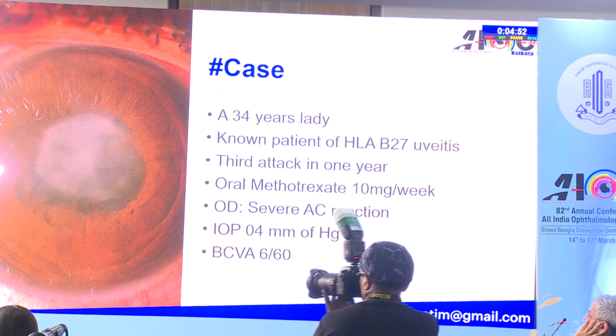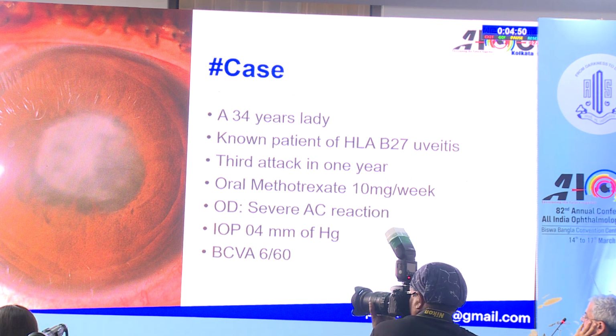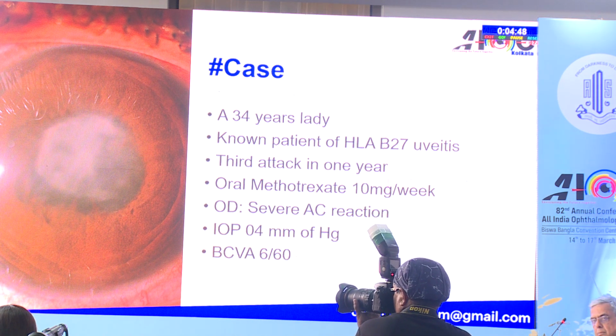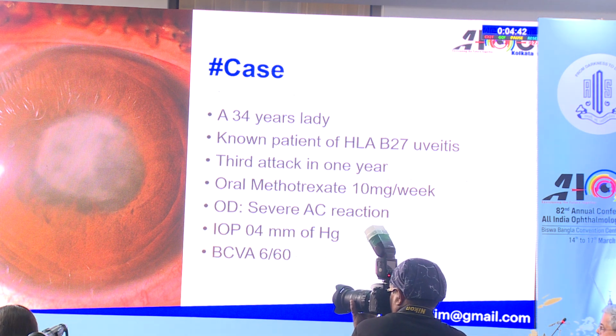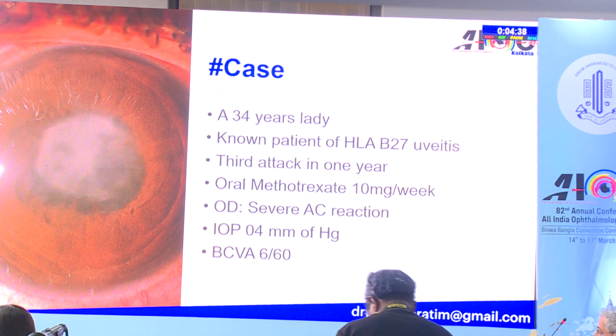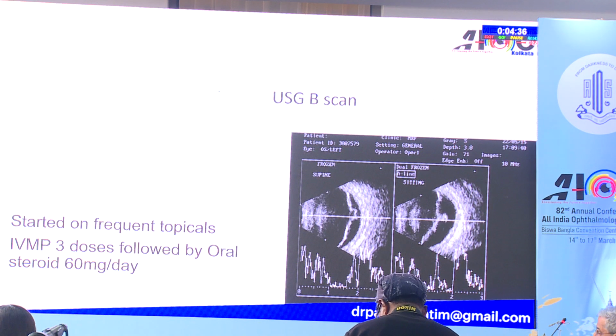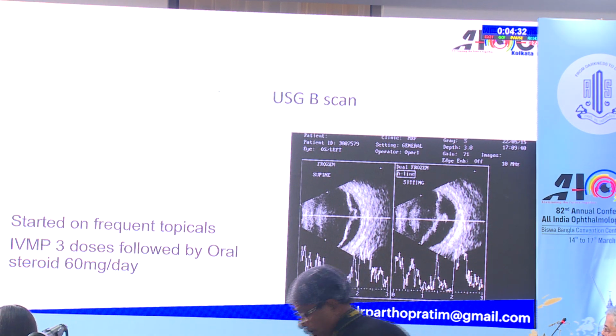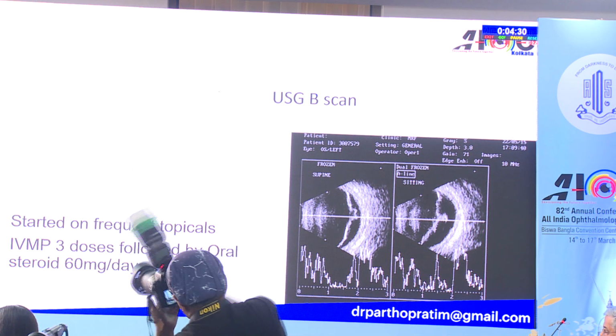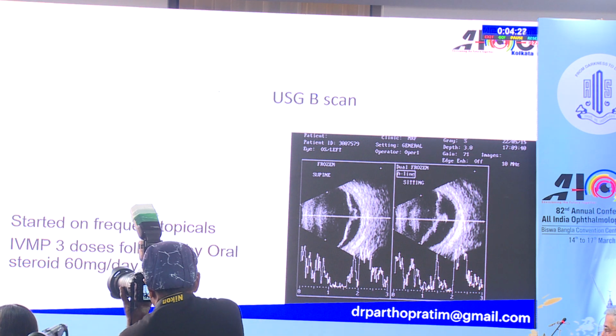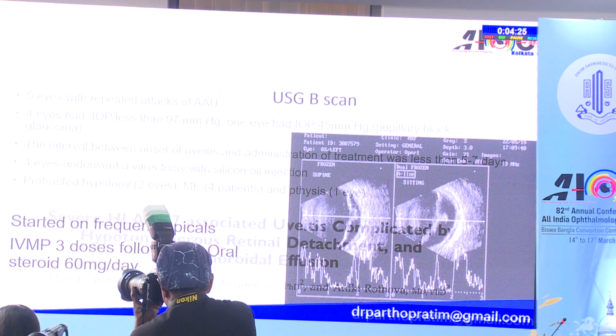This is another HLA-B27 uveitis, a 34-year-old lady with her third attack in a year, though the patient was on methotrexate at a subtherapeutic dose. You can see the lady presented with intraocular pressure of 4 mmHg, and it was actually a case of exudative retinal detachment. So sometimes you can come across this kind of unique presenting feature, and you have to be careful decoding them.